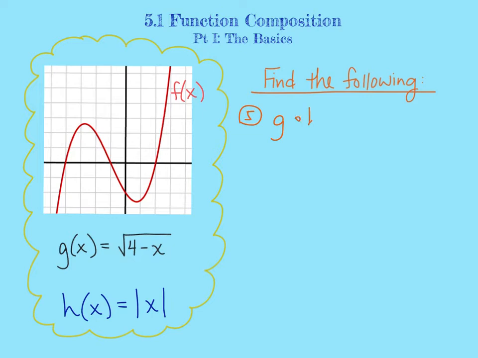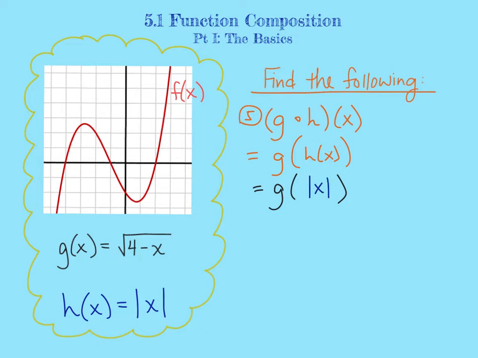Can we go the other way? Sure, we can find g of h of x as well. Again, this means find g of h of x. So I can rewrite this as g of the absolute value of x.